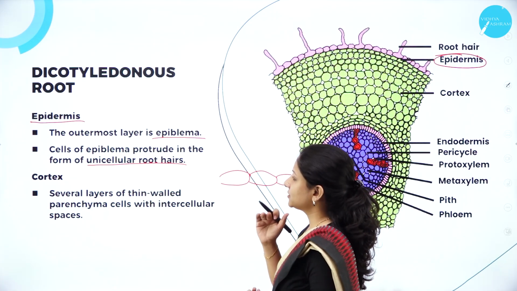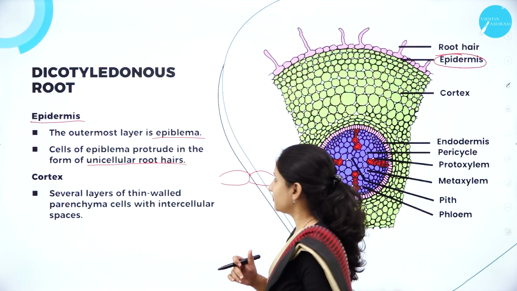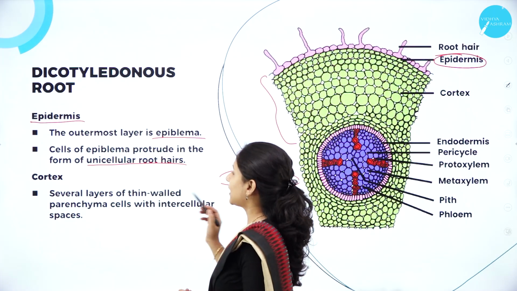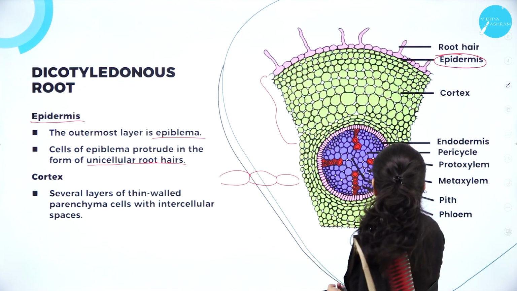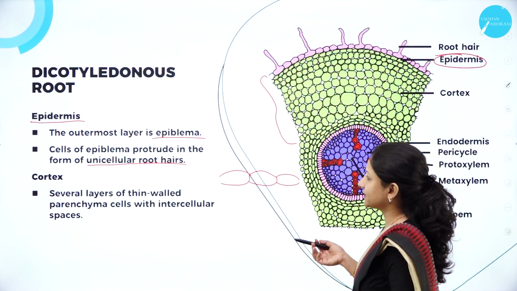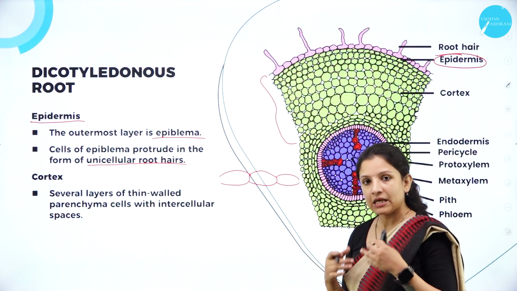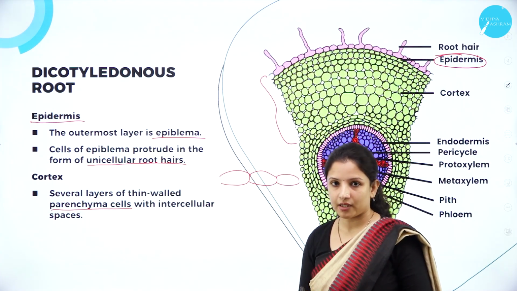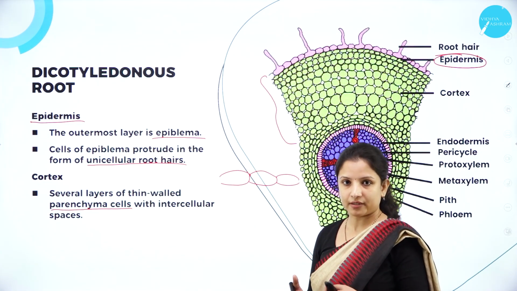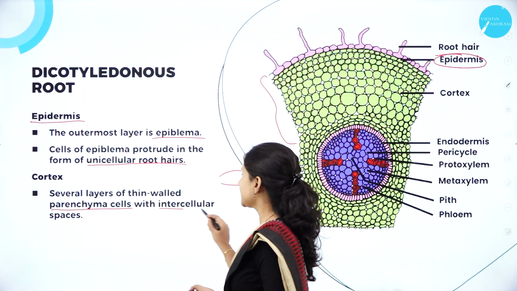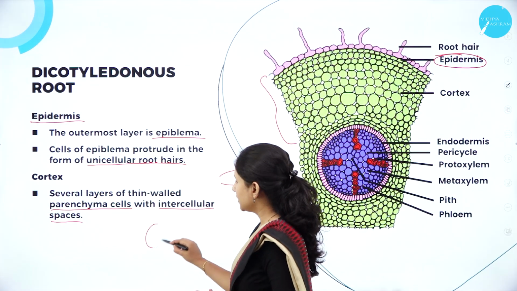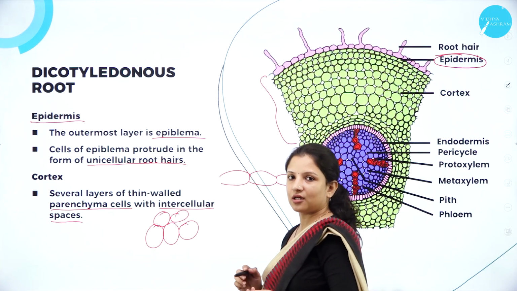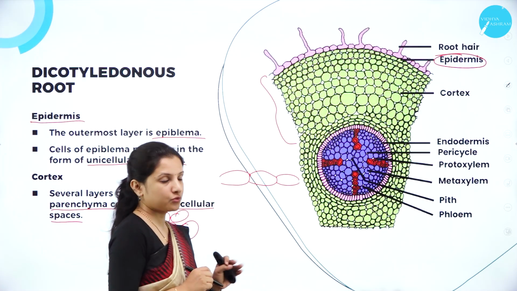So below the epidermis is the cortex. Now what is this cortex made up of? The entire region here is called the cortex. It comes between the epidermis and the endodermis or the pericycle. So what is the cortex made up of? The cortex is made up of, again, parenchyma cells, thin-walled parenchymatous cells with a lot of intercellular spaces. So this is how the cortex in the dicotyledonous root will be arranged.